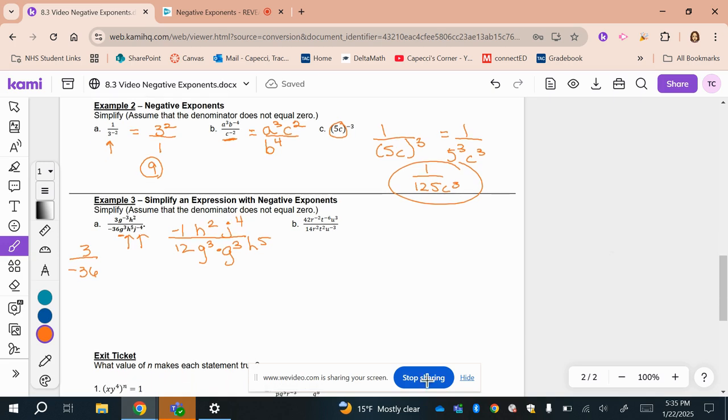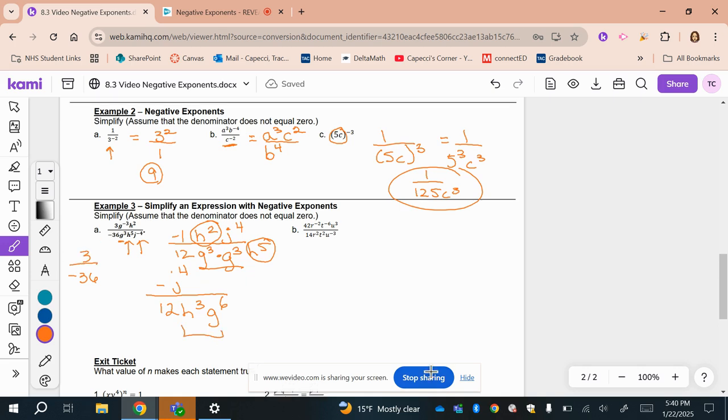Now I just have to clean that up a little bit. So I have negative, and I don't think I'm going to need that 1, but I'm going to leave the 12 there. H to the 2nd, I have h to the 2nd over h to the 5th. There's more on the bottom, right? H to the 5th. So I'm going to subtract it. I'm going to leave that there. So I have h to the 3rd. And then I have j is going to stay where it is, j to the 4th. And I have g to the 3rd times g to the 3rd, which gives me g to the 6th.